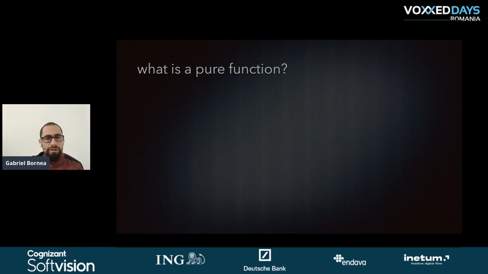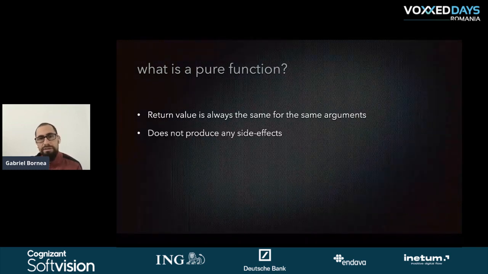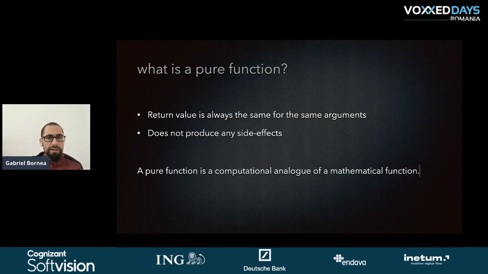Okay, so what's a pure function? Well, it has some very interesting characteristics because no matter how many times you invoke a pure function with the same input, it will always produce the same output. And it also does not produce any side effects. So given these two characteristics, you can think of a pure function as a computational analog of a mathematical function.